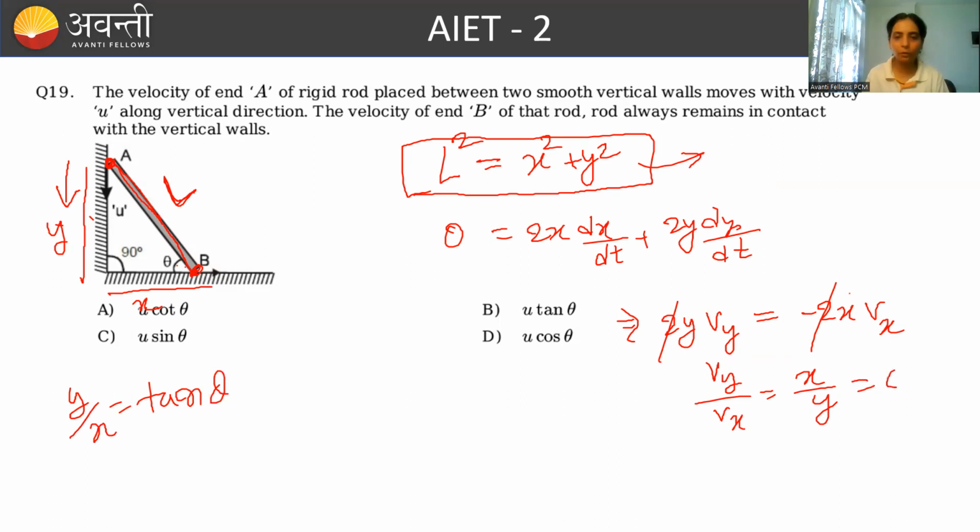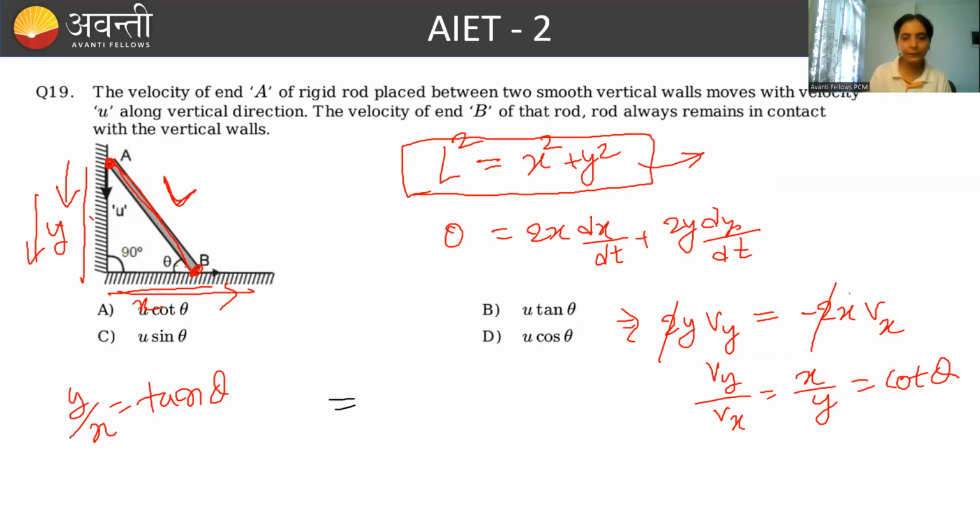तो यहाँ पे इसको मैं cot theta लिख देती हूँ. Now vy is given, that is u. माइनस साइन को मैंने हटा दिया क्योंकि that has to do with the direction basically. If it is coming downward, that is negative velocity, then it is going forward, that is positive velocity. Done. So that is why I have removed simply the direction.